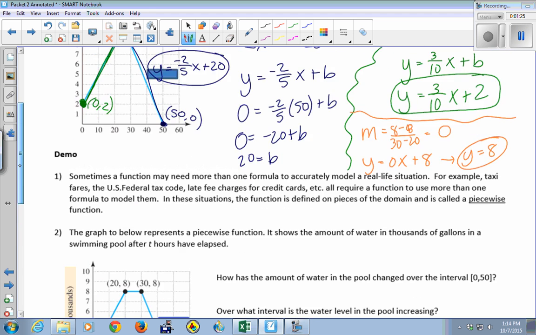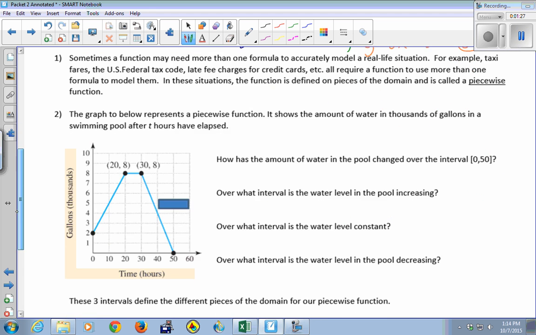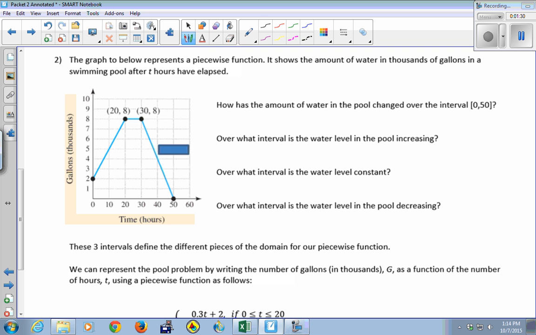So the graph that we just found formulas for up here, we're going to use that graph to represent a piecewise function, and it shows the amount of water in thousands of gallons in a swimming pool after T hours have elapsed. So my x-axis is time, my y-axis is gallons of water in the swimming pool. How has the amount of water in the pool changed over the interval 0 to 50? So from time 0 to time 50, what has happened to the water in the pool? Overall, it lost 2 gallons, yeah.